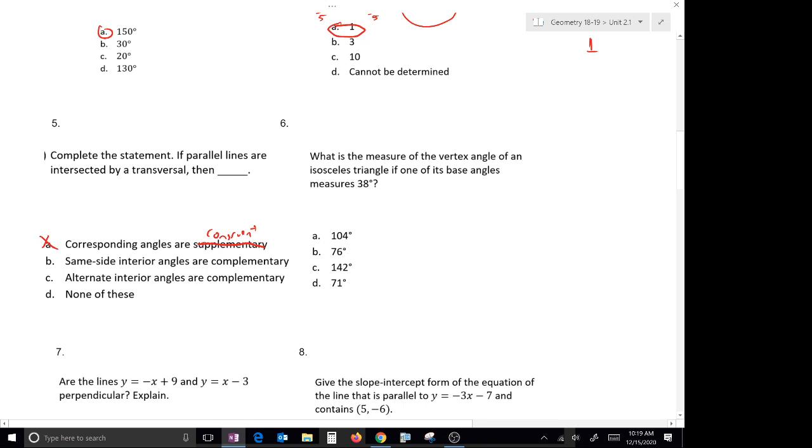So it's not A. Same side interior angles are complementary. Complementary means adds up to 90. They are not adding up to 90. They're adding up to 180. That's supplementary. So same side interior angles is not correct. Alternate interior angles are complementary. Nope, they are congruent. So the correct answer is none of these.